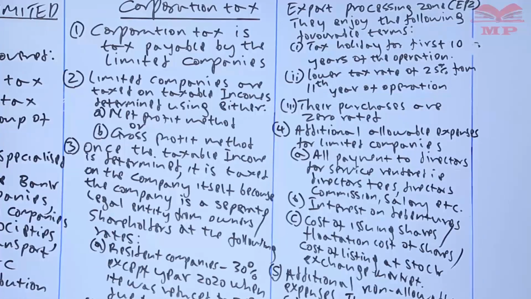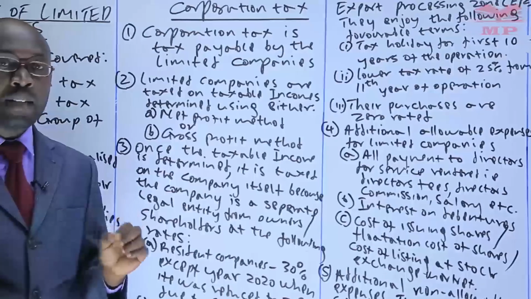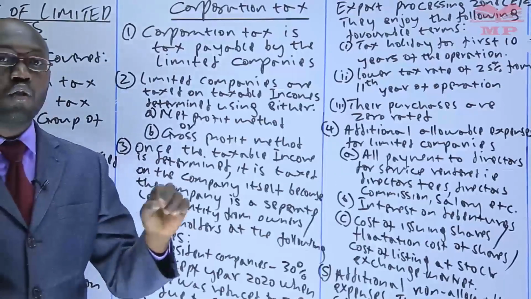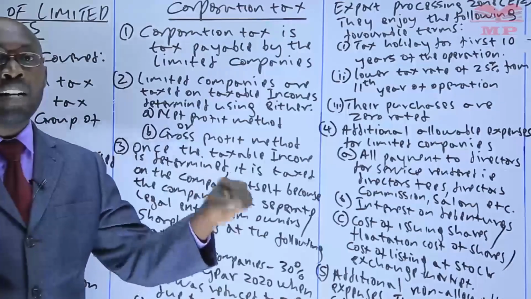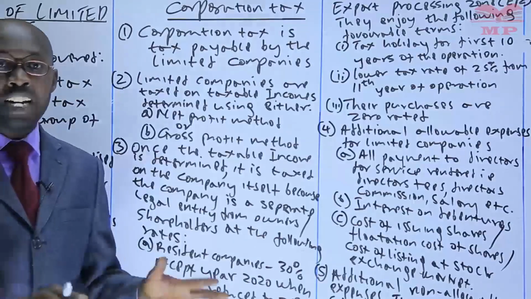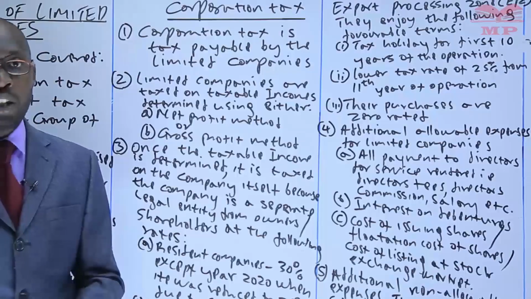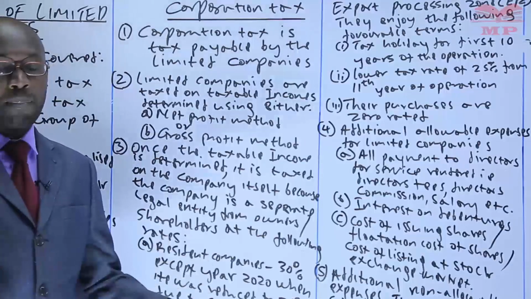Point number 3. Once the taxable income is determined, it is taxed on the company itself because the company is a separate legal entity from the owners or shareholders, and it is taxed at the following rates. So in that case, you noted when you are looking at the taxation of the partnership, we said that once you determine the taxable income of the partnership, you normally distribute to the partners. So the partners are the ones who normally bear the tax burden of the partnership business, because we said there is no separation of the partnership and the partners. The partners and the partnership are one and the same thing. Determine the taxable income, give it to the partners, tax the partners themselves.